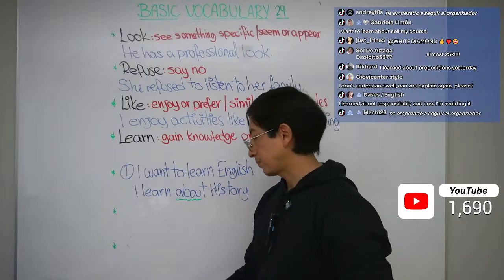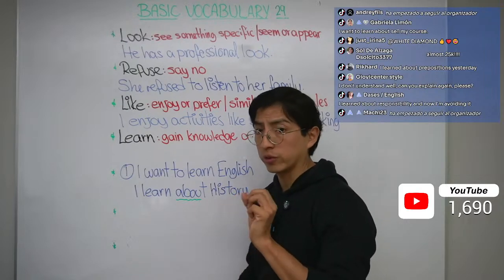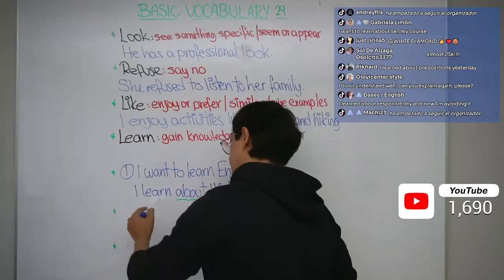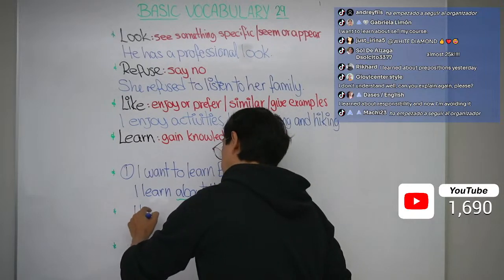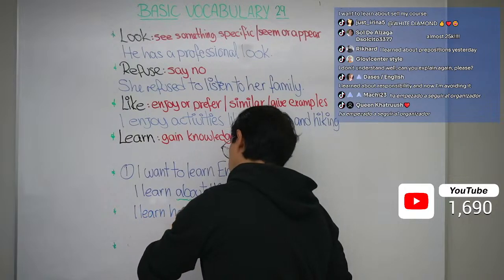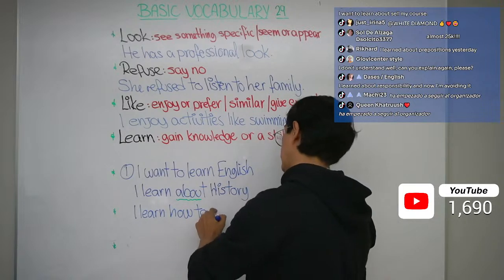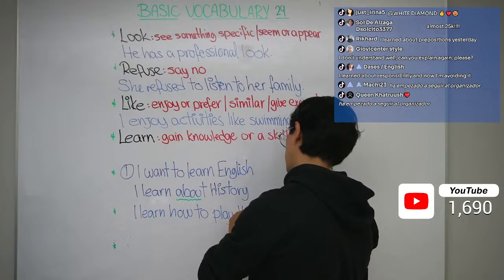What else, guys? You can also say, for example, I learned how to. And then we can talk about skills or abilities. I learned how to play the guitar.